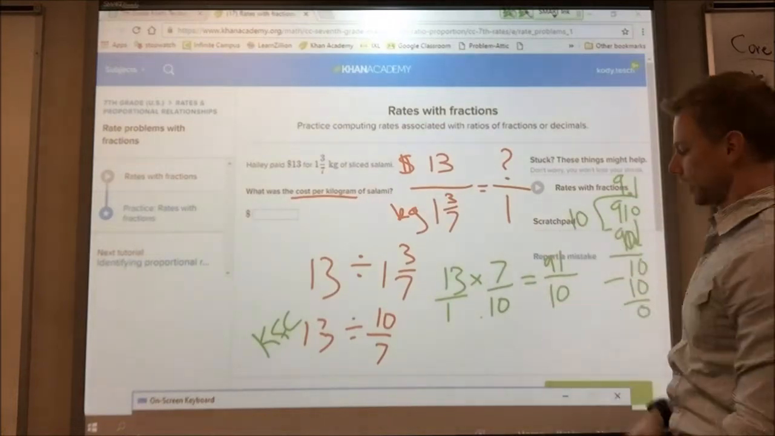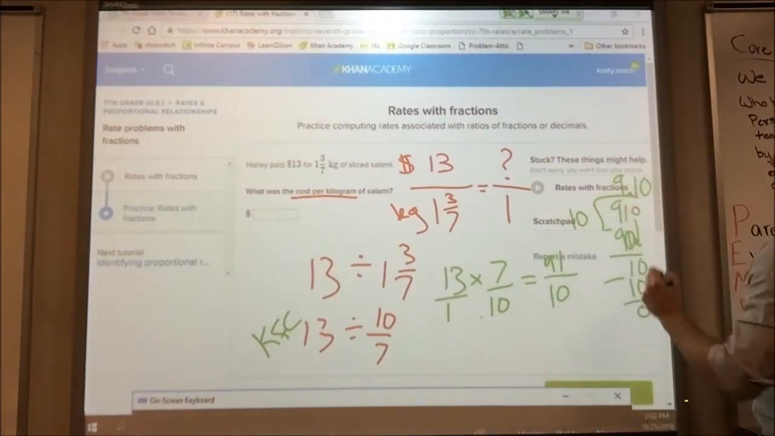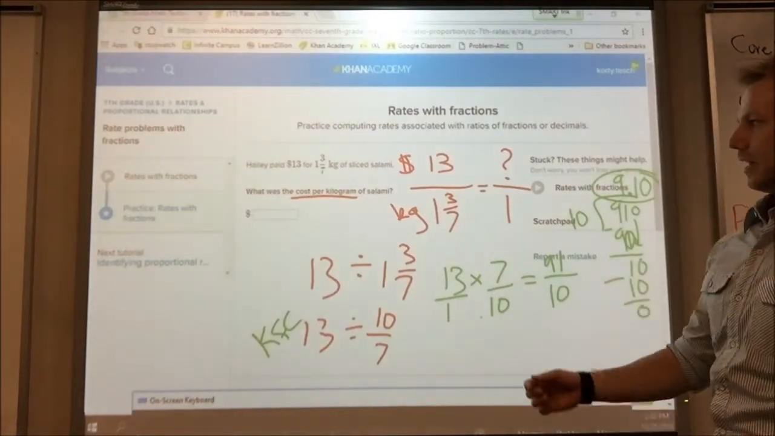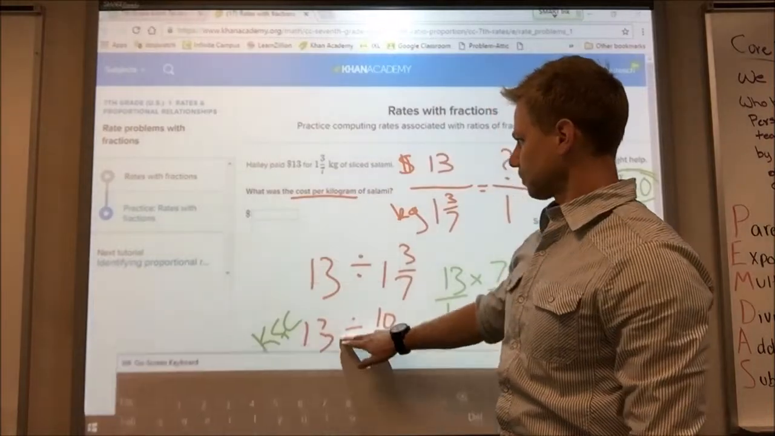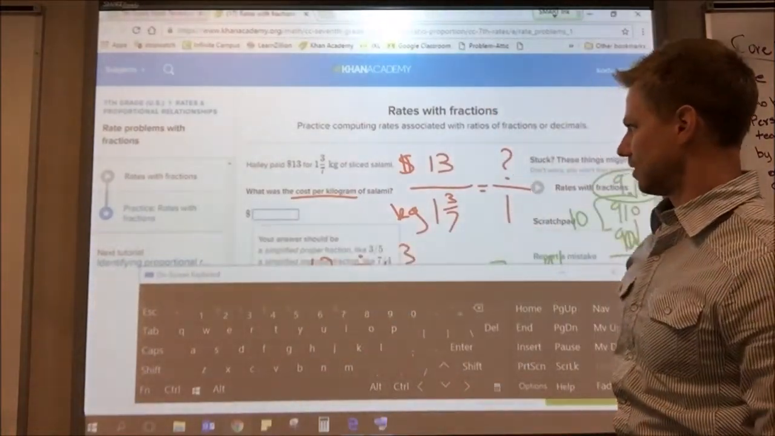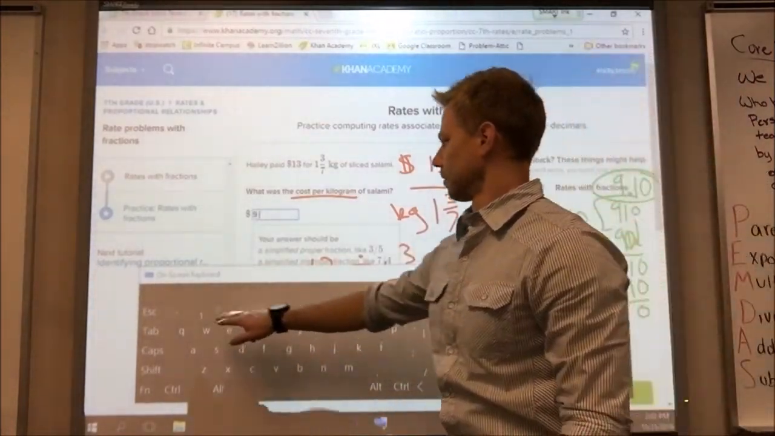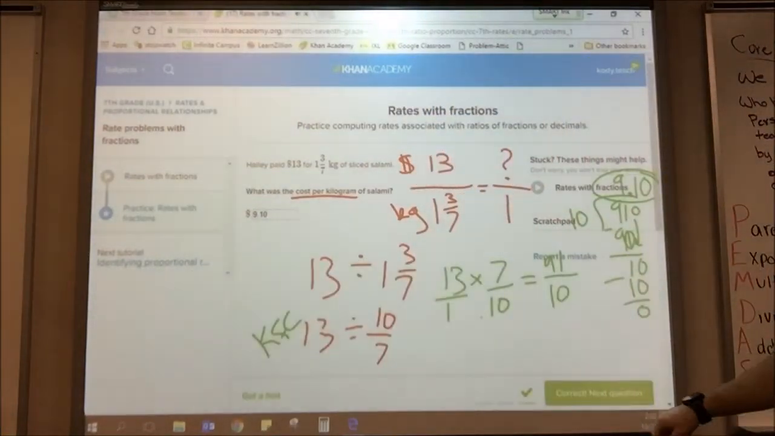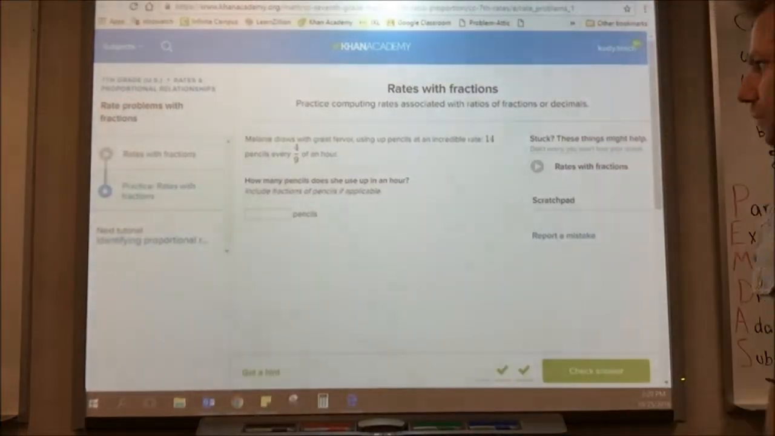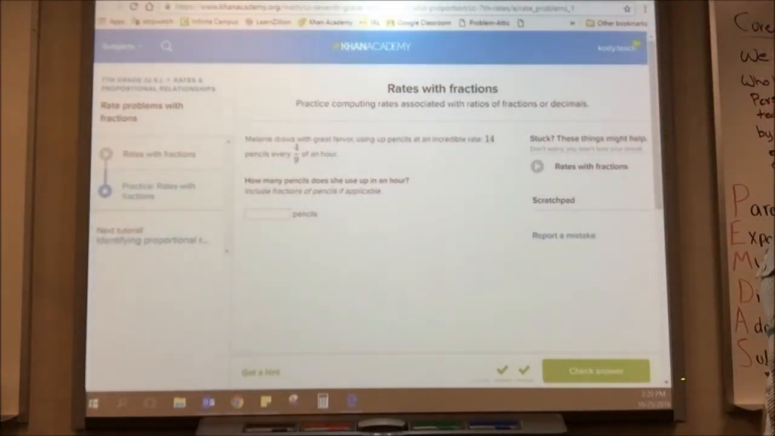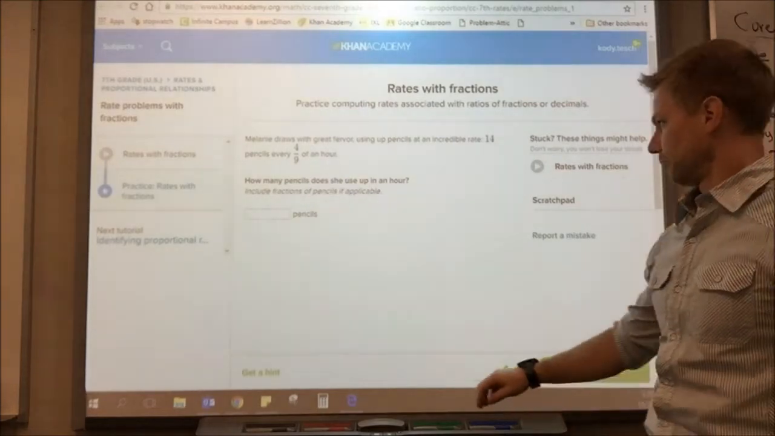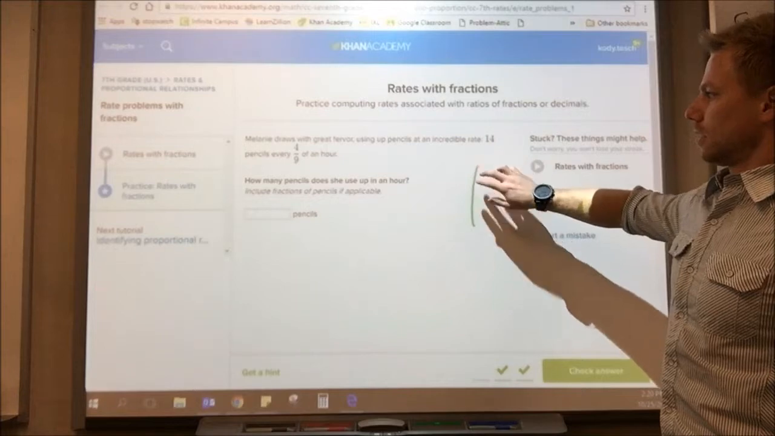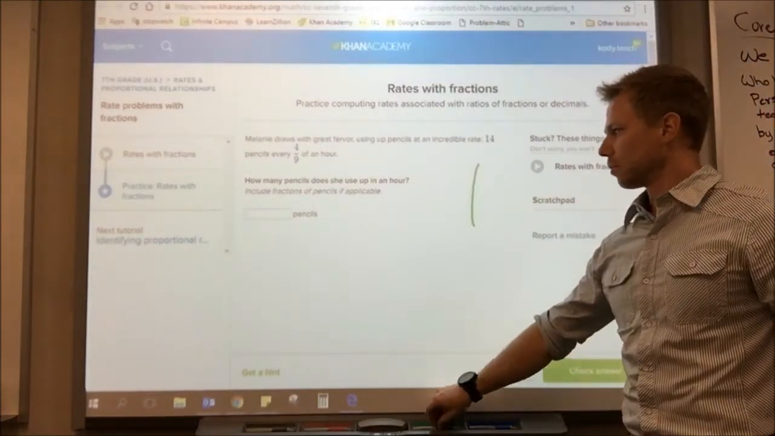But again, with money, we need to have 2 decimal places. Since there's nothing there, we put a 0 behind it. And it's $9.10. So it costs us $9.10 per kilogram. Good, we got that. Okay, Melanie draws with great fervor, using up pencils at an incredible rate. 14 pencils every 4/9 of an hour. Says, how many pencils does she use up in an hour?